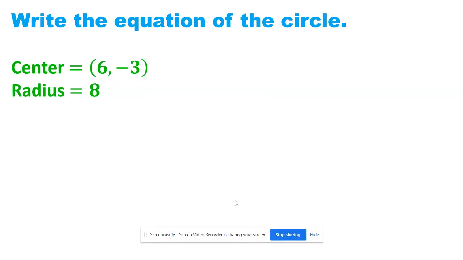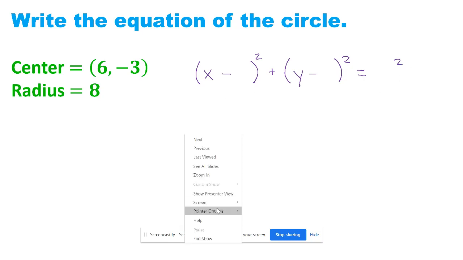All right, here we don't have a graph. We just want to write the equation of the circle using this information. So we've got our center point at 6, -3. What I'm going to do is set this up and leave blank the h, the k, and the r. So I'm going to have x minus something squared. I'm going to have y minus something squared, and then I'll have r squared, so I'll have something squared.